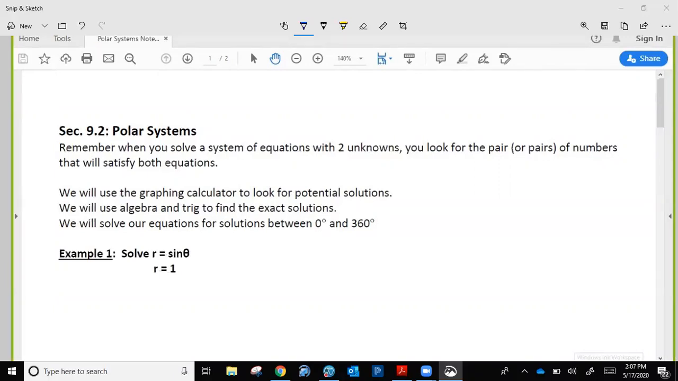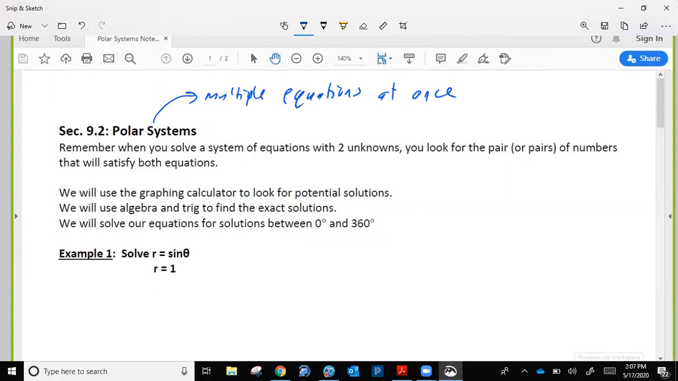A polar system today is when we're going to be doing multiple equations at once. You solved systems of equations in algebra. You probably remember doing that by the substitution method or the elimination method, and we're going to utilize those here today as well.